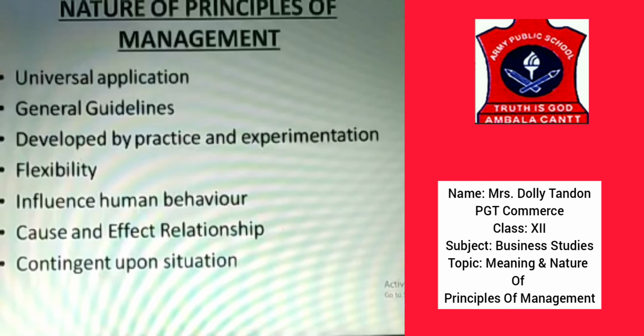So, this is the nature of principles of management. I hope all of you have understood the meaning and the nature of principles of management.